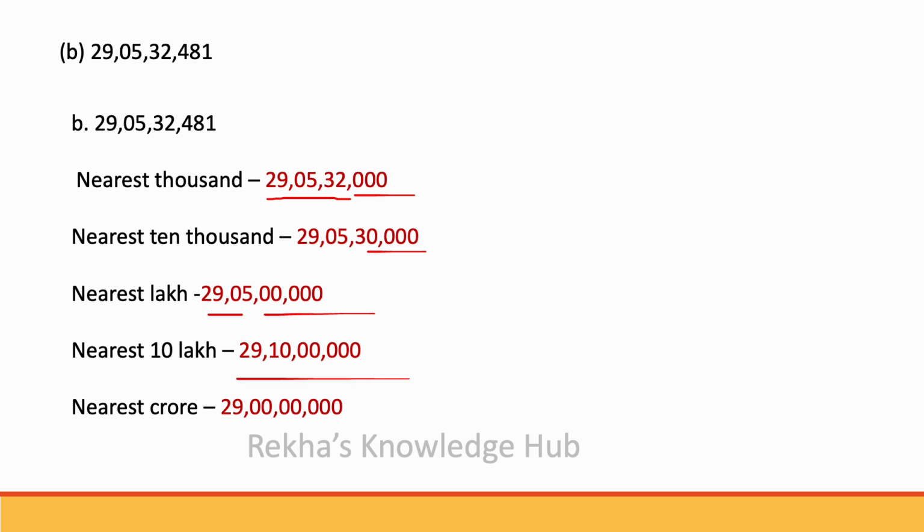Next, nearest crore. See, at the crores place we have 9. To its right we have 0. 0 is less than 5. So this 9 remains the same. So write up to 9, here 29. Then the remaining digits zeros.